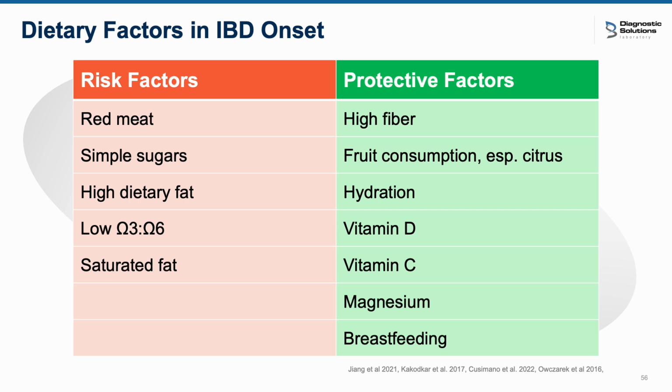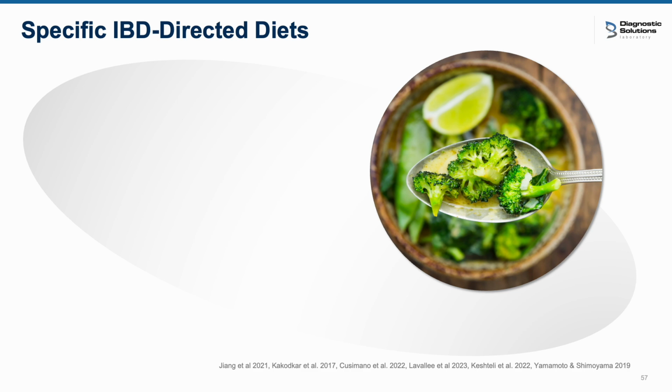Red meat, simple sugars, high dietary fat, especially skewed towards saturated and omega-6 fats, and then a huge list of things that are protective. So if you have that strong family history and you want to prevent IBD onset, go for the green list. It might be too late for breastfeeding, but if you're having children, it's not too late for breastfeeding if you can manage that. There are some specific IBD-directed diets that I'll talk about briefly.